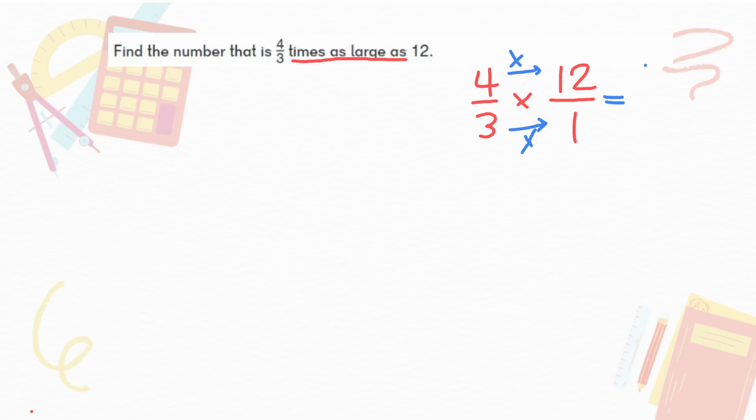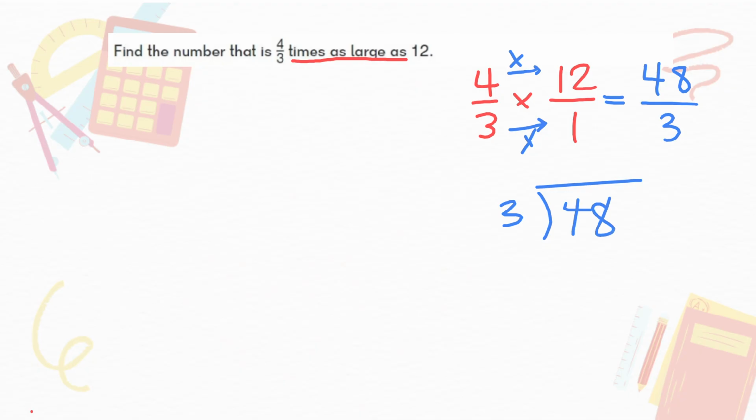4 times 12 is 48. 3 times 1 is 3. We automatically know this has not been simplified because it's an improper fraction. It can definitely be written as a mixed number, so I'm going to use my division strategy to make sure that I have this written simplified.